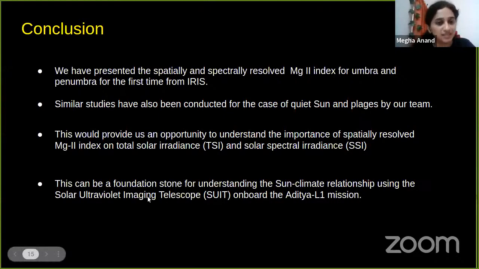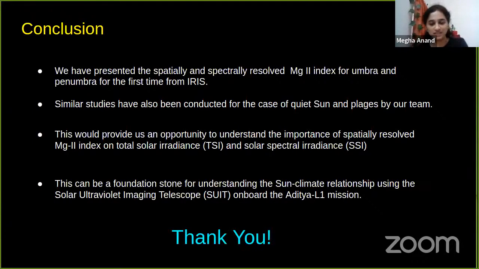So we have presented the spatially and spectrally resolved magnesium II index for the case of umbra and penumbra for the first time using the good data from IRIS. This would provide us an opportunity to understand the importance of the spatially resolved magnesium index on both the total and spectral irradiance studies. This can also be a foundation stone for understanding the sun-climate relationship using SUIT on board Aditya L1. So with that, I'll be completing, and thank you once again for the opportunity.